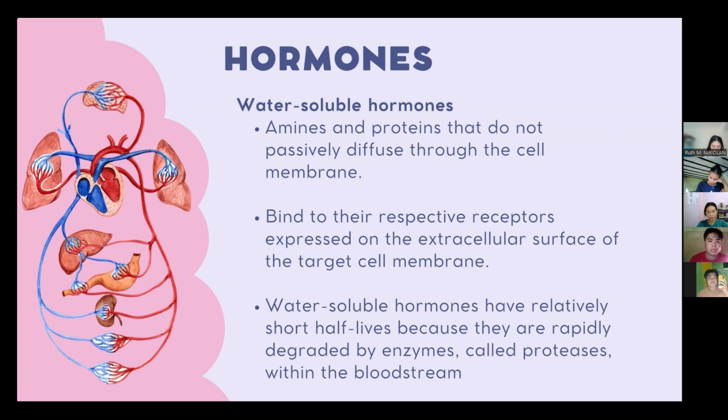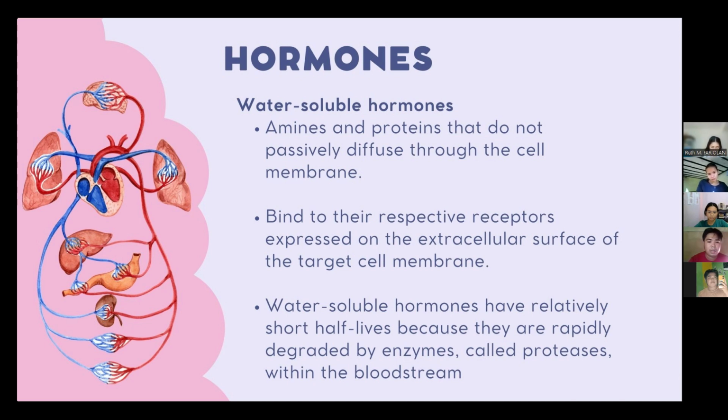Water-soluble hormones are amines and proteins that do not diffuse through the cell membrane. Because many water-soluble hormones are quite large, they cannot readily diffuse through the walls of all capillaries. Therefore, they tend to diffuse from the blood into the tissue spaces more slowly. Water-soluble hormones can dissolve in blood. Most of them dissolve directly into the blood and are delivered to the target tissues.